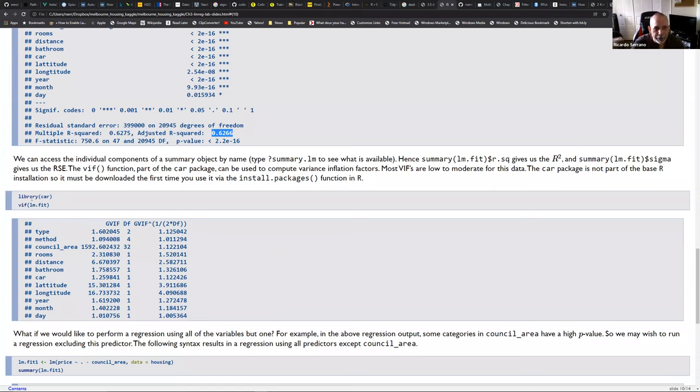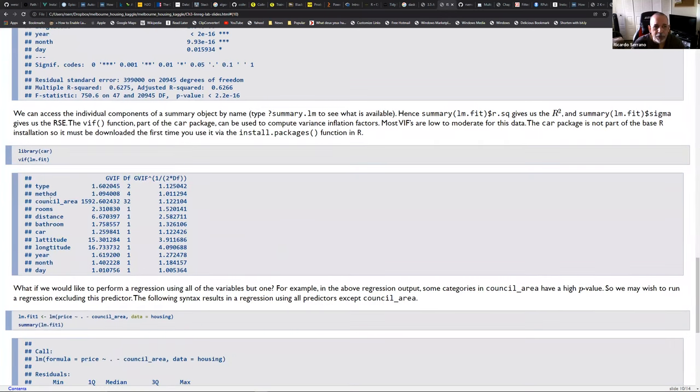From the library car, we get this function called VIF, variance inflation factor. You plug the model object into that function, and it gives you a list of all the variables, all the features, and tells you what the VIF is for each one. As you can see in this one, the council area is basically like the county, because this is from Australia, remember. It's a kind of county concept, like Orange, Osceola in Florida, Hillsborough, Miami-Dade, etc.